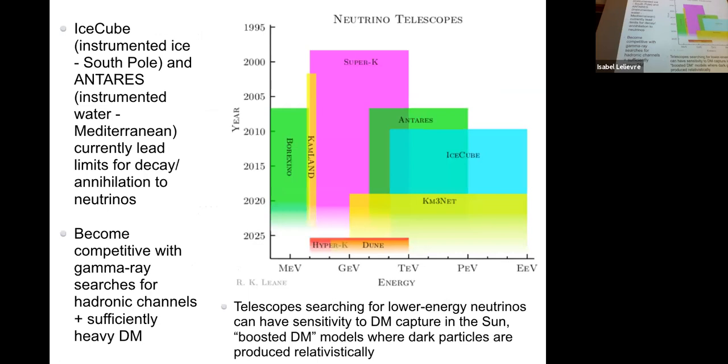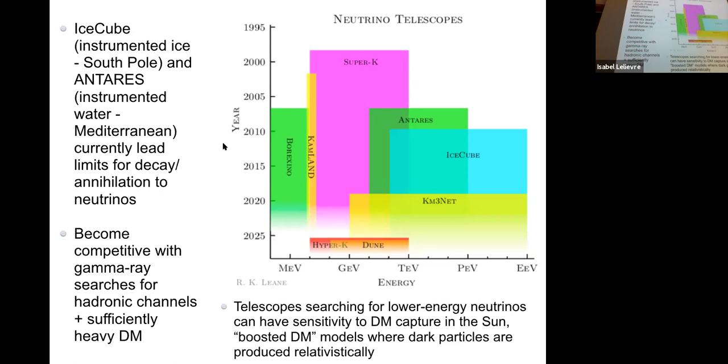Okay, so then neutrino telescopes, again, we're coming to that point. At the moment at the high energies, ANTARES and IceCube are large neutrino experiments. ANTARES has instrumented a large volume of water in the Mediterranean. IceCube has instrumented a large volume of ice down at the South Pole.